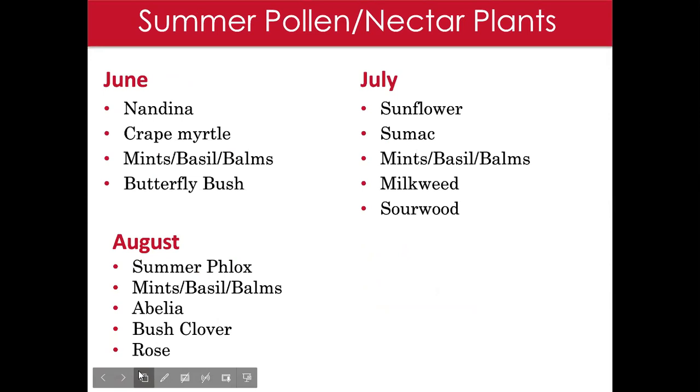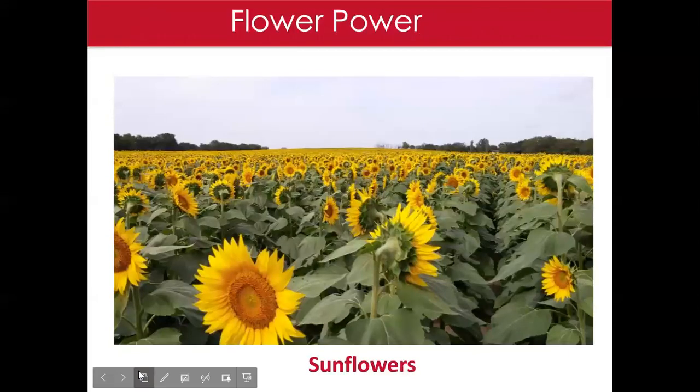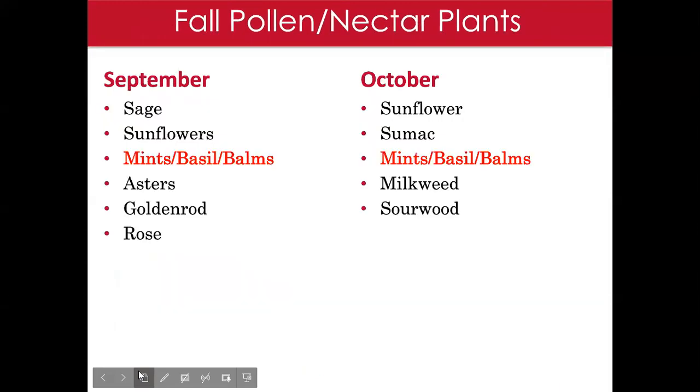Your crepe myrtles start to flower. Different herbs that you may plant in your garden, mint, basil, produce flowers that attract different pollinators. And then in July, of course, very popular pollinator plants, sunflowers, for example, and milkweed. You can visit sunflower fields, and if you look up close at a sunflower, chances are you'll see some type of bee or butterfly on that sunflower because they really love these.